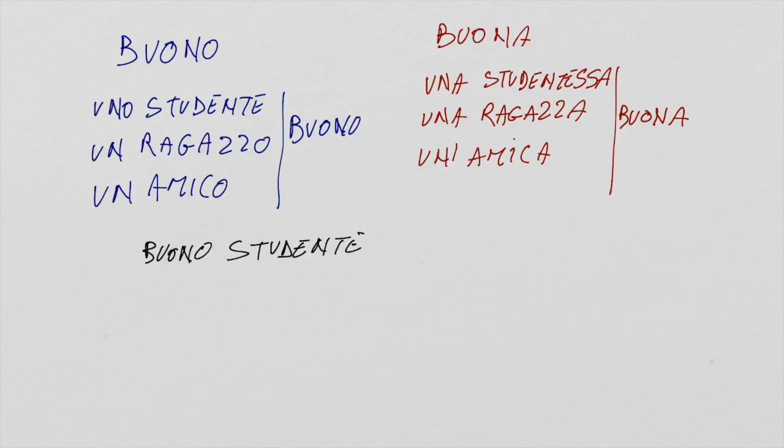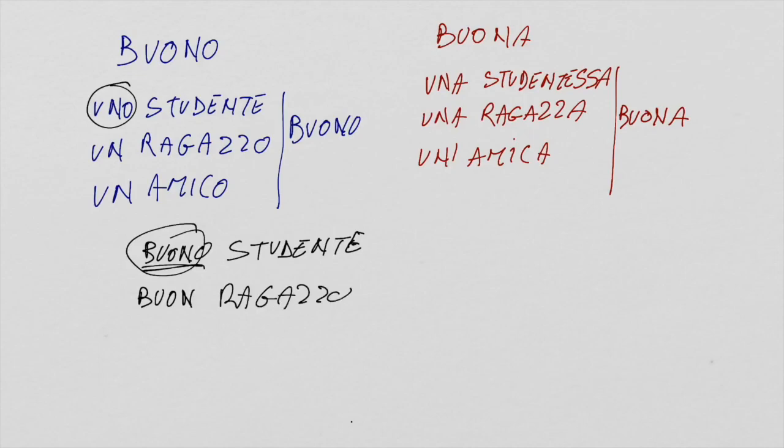In this case, buono stays buono, because buono works as uno in front of all masculine nouns starting with S plus consonant, and this is the case of studente, or Z, or PS. Now, let's do it with ragazzo. Buon ragazzo.